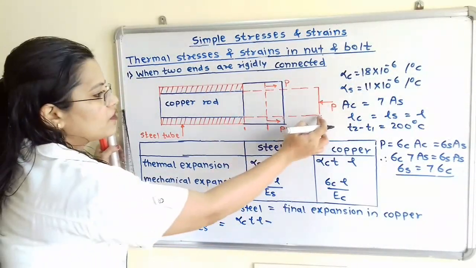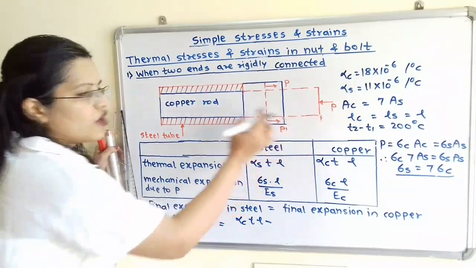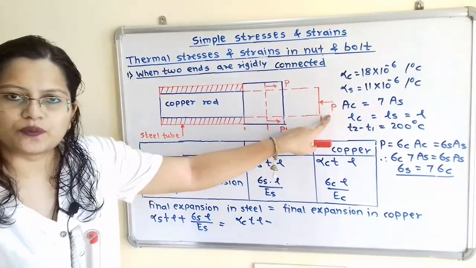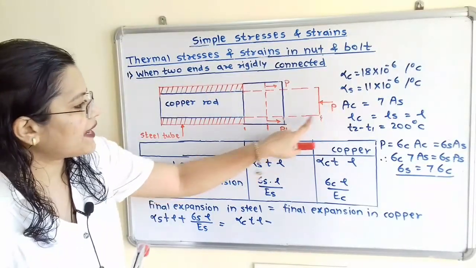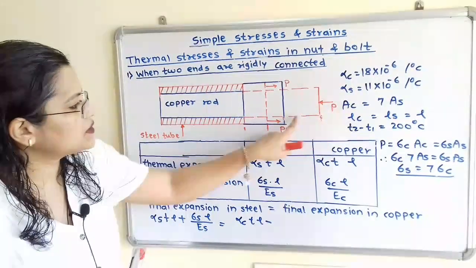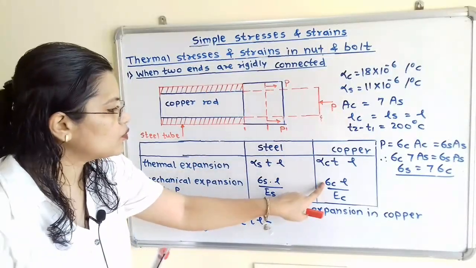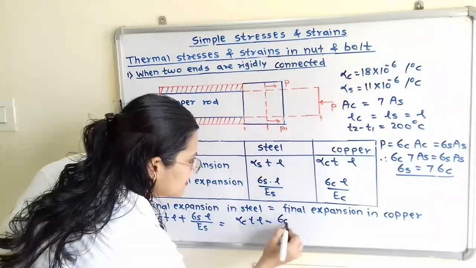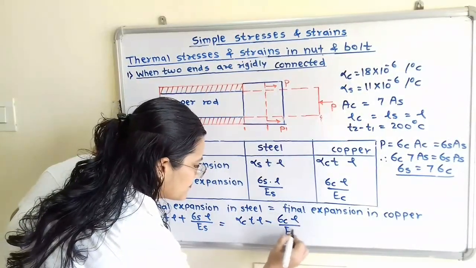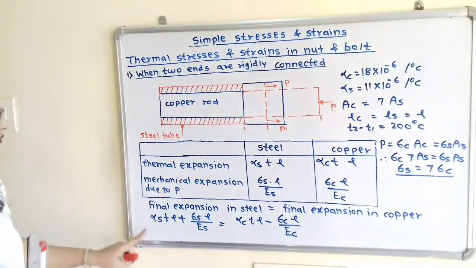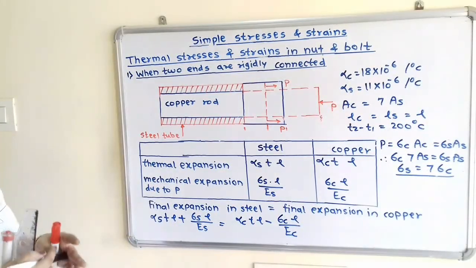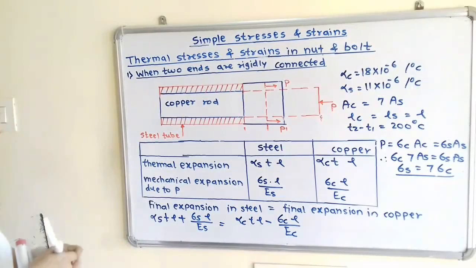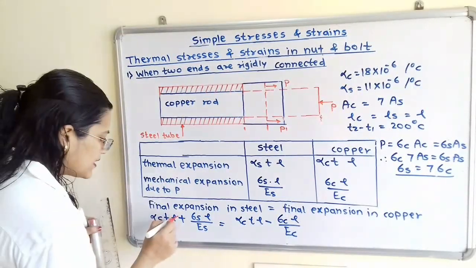compressive force P. Now we will not say expansion here, but the contraction due to P. So in this case, mechanical contraction from this point to this point is equal to sigma C L by EC. Now if we observe, L is the common term on both the sides. So we can take it common and cancel it.